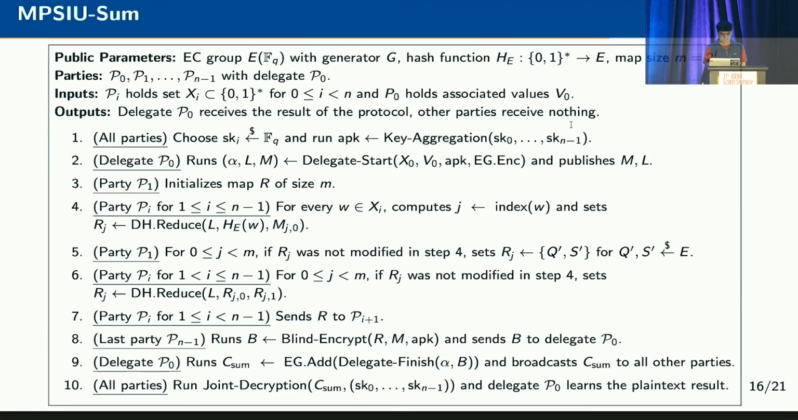Here's the full MPSIU-Sum protocol, and variants for MPSI, MPSIU, and MPSI-Sum are described in the paper. The key insight here is that every party sets slots in hashmap R to definitively be DDH tuples. These slots correspond to identifiers that they have in their set. Other slots, which correspond to identifiers not in their set, are randomized by applying the Diffie-Hellman random self-reduction. So DDH tuples remain DDH tuples, and non-DDH tuples remain non-DDH tuples.